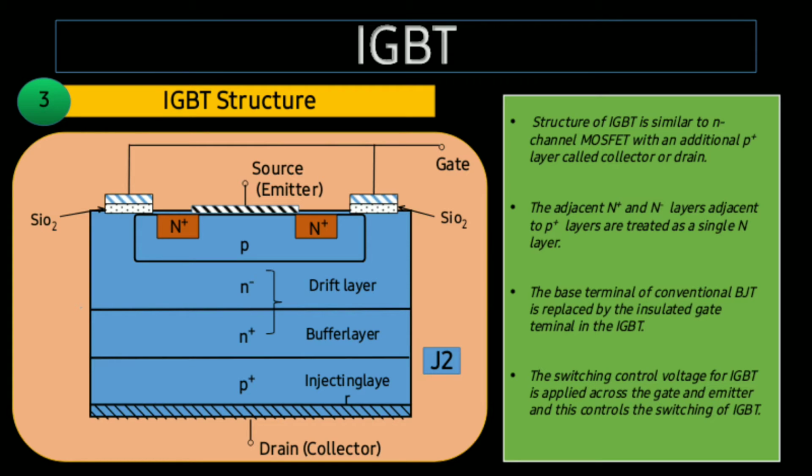Next we shall see the junctions. The junction between the P plus layer and the N plus layer we call the J2 junction, and the junction between the N plus and the N or simply the P layer is the J1 junction.